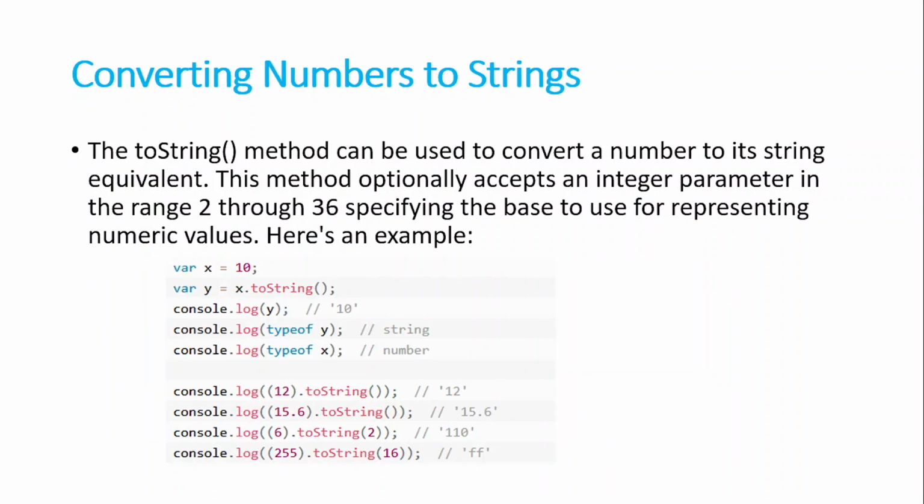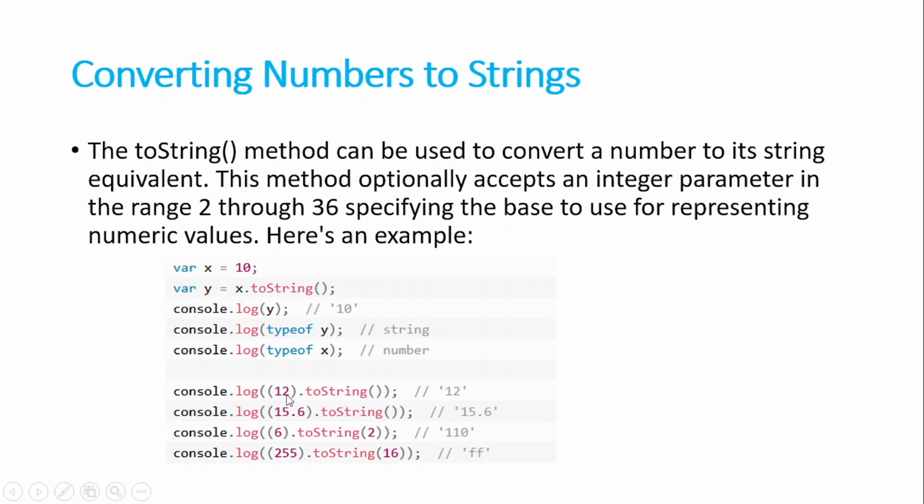We also have this toString method, which can be used to convert a number to its string equivalent. So now you can see 10 is a number stored in this x variable, and then we can use the toString method to convert this 10 into a string. The result will be the quoted string '10'. And if we check the type of the y variable, we will get string because we have converted this 10 into a string. And if we check the type of this x variable, which is a number, it will give me number.